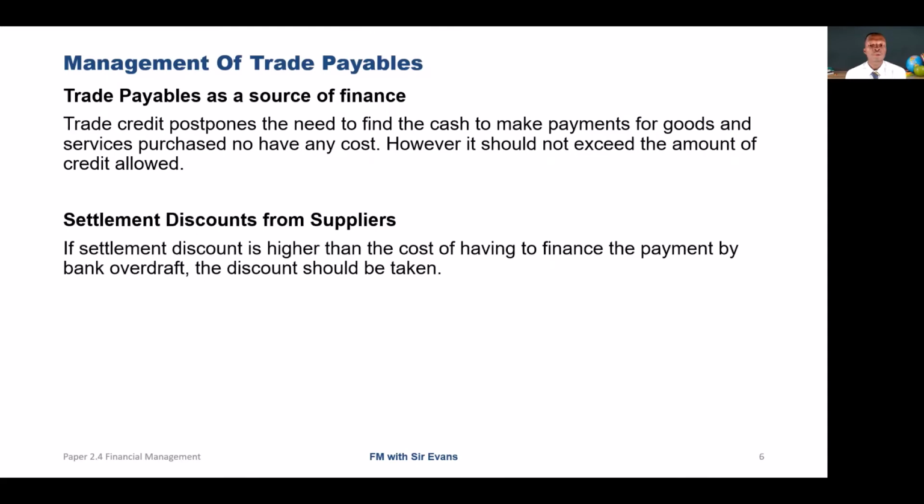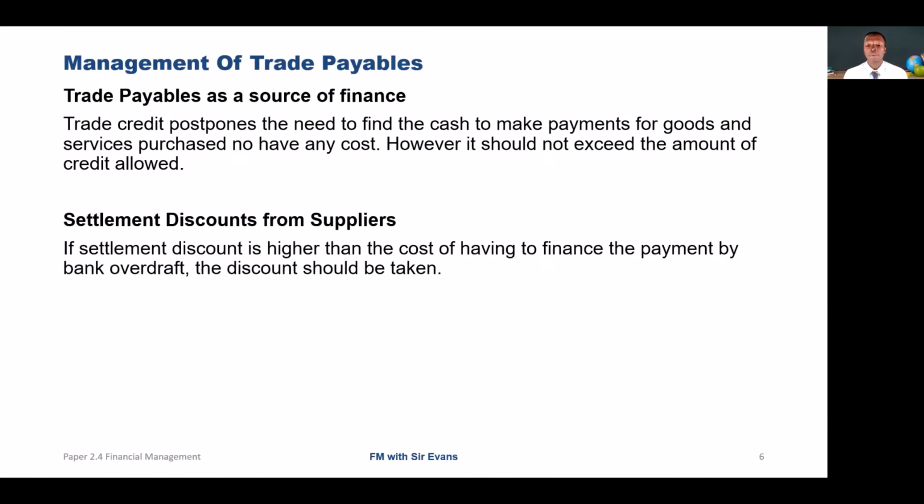Settlement discounts from suppliers. The value of a settlement discount from a supplier should be assessed in the same way as the cost of a settlement discount to the customers. If the value of taking the settlement discount is higher than the cost of having to finance the payment by the bank overdraft, the discount should be taken and the trade debt should be paid at the latest time possible in order to obtain the discount.